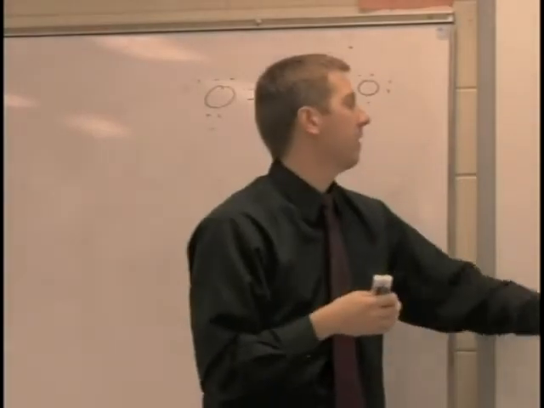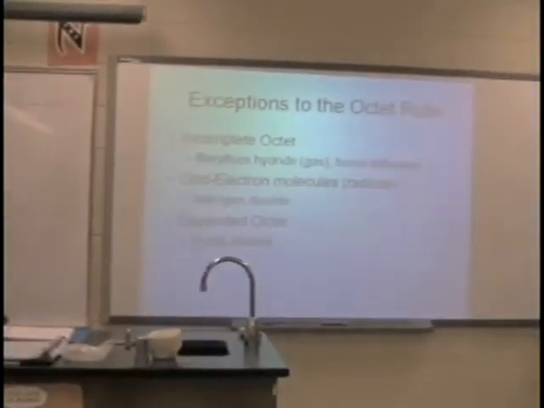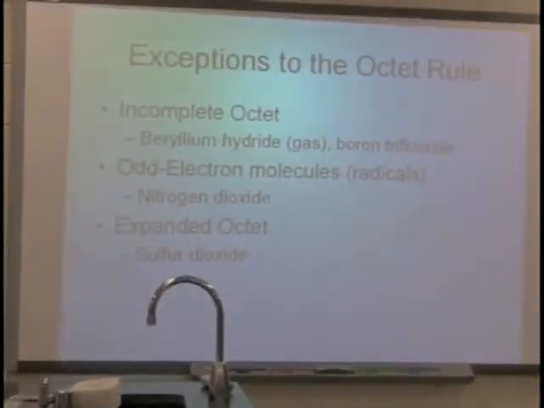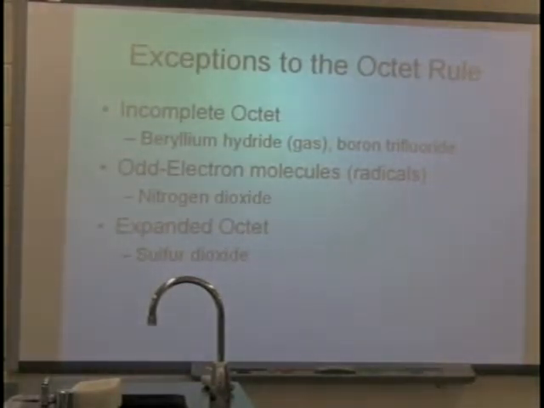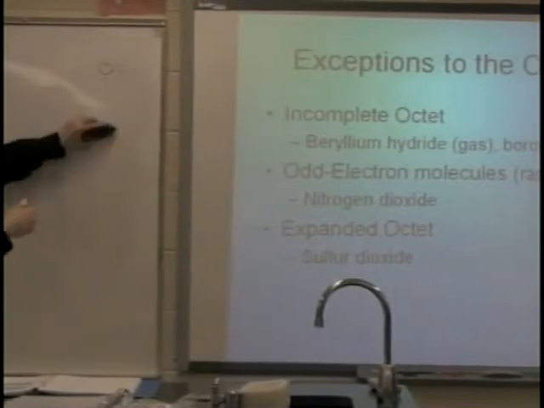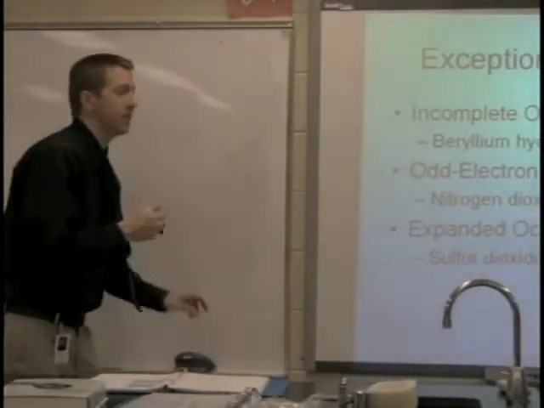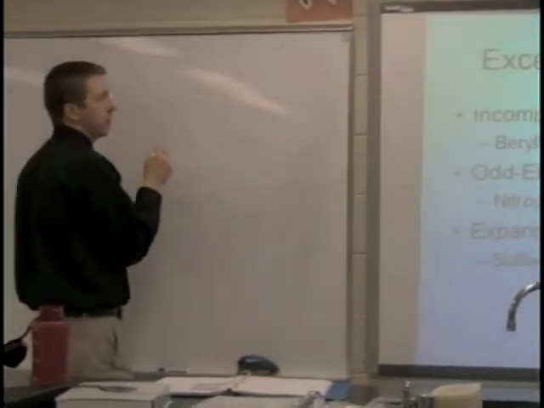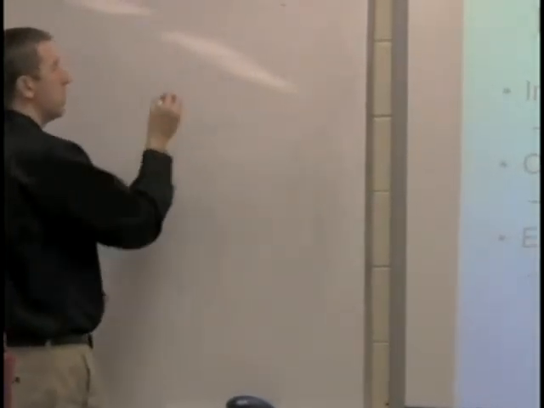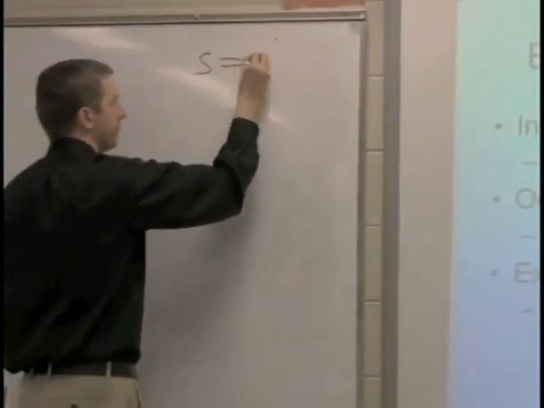The last exception to the octet is what we refer to as the expanded octet. So you can go above 8 total electrons. In the next chapter, we'll talk about different hybridization that proves that, like sp3d and things of that nature. Sulfur dioxide is a good example to begin with, though. There's 3 ways I could draw sulfur dioxide.